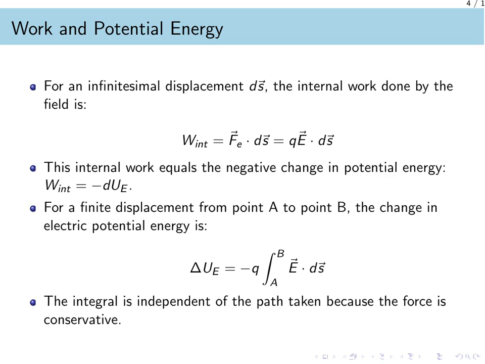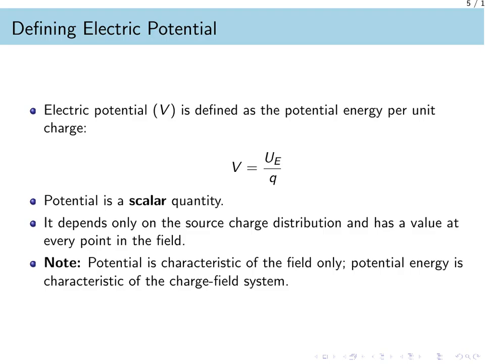Because the force is conservative, this internal work is equal to the negative change in the system's electric potential energy, dU. For a charge moving from point A to point B, we calculate the total change in electric potential energy by integrating this expression along the path. Because the integral is path-independent, the energy change is determined solely by the field configuration at the start and end points. We define electric potential, V, as the electric potential energy per unit charge.